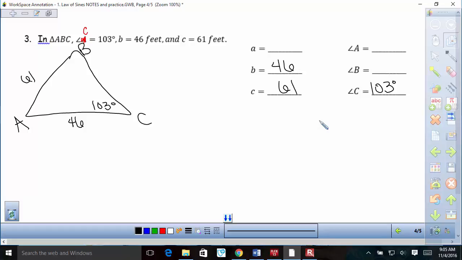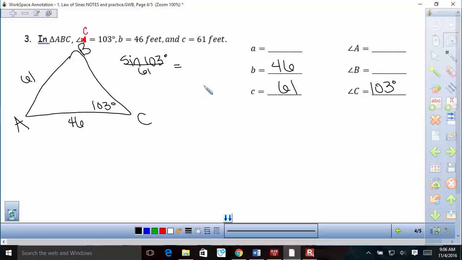When you start your sine and all that stuff, where should I start? Okay, so I have a 103 and a 61, right? Start with that. Sine 103 over 61. Start with what you got.